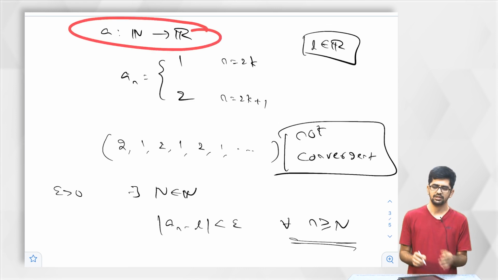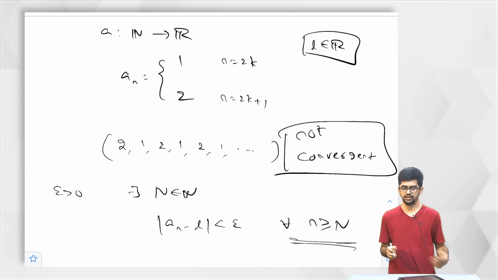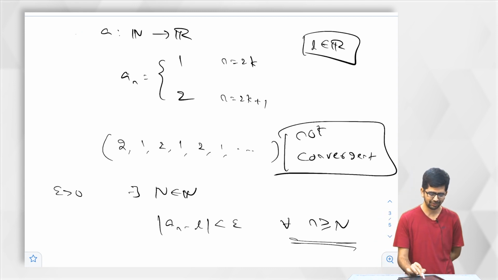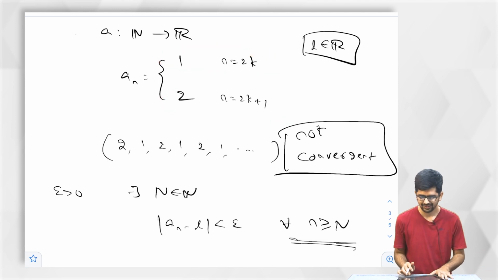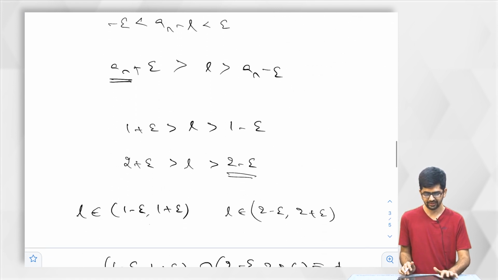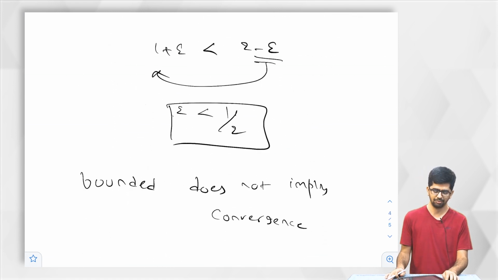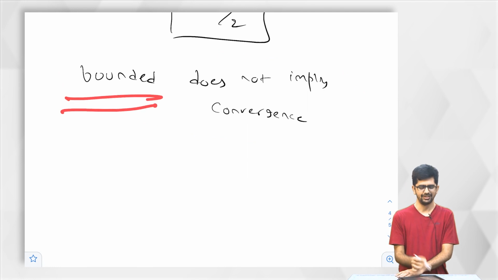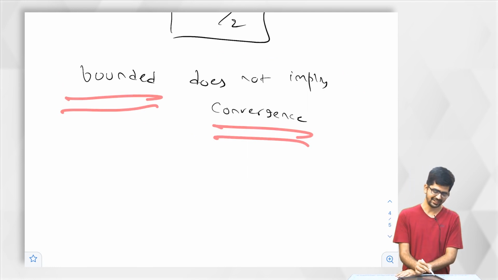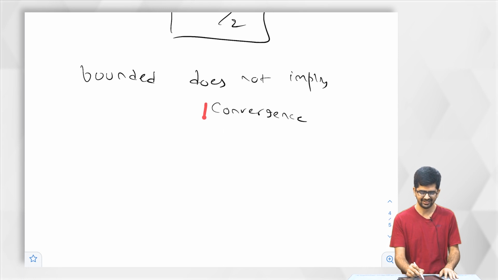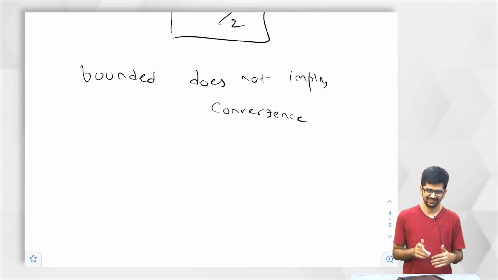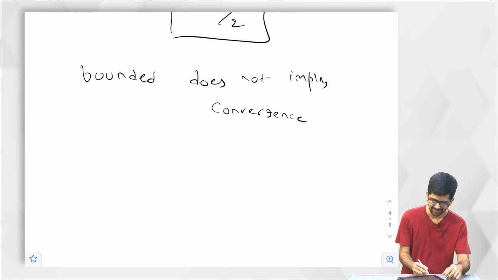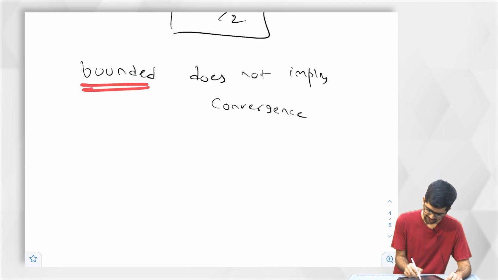If I take a sequence that takes at least two values, here it takes two values, and if you want to be fair enough, so we put 1 for even numbers, 2 for odd numbers, because we want to be fair, and then there is no way that the sequence is convergent. Bounded does not imply convergence, but checking bounded is slightly easier, checking convergence takes some effort. So, we still want to ask the same question in a different way. Bounded does not imply convergence.